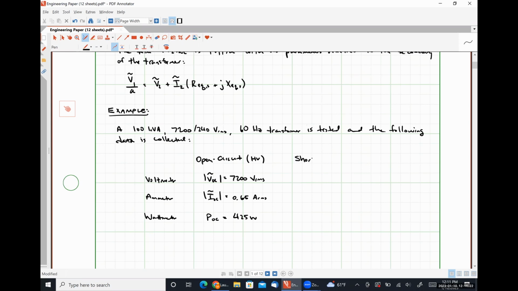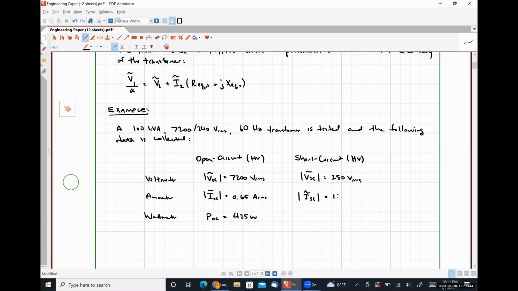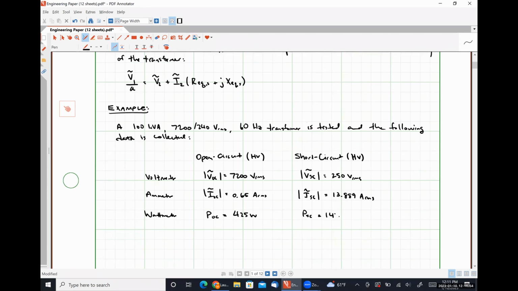Our short circuit test is also applied at our high voltage windings. And we find that we have a short circuit voltage magnitude of 250 volts RMS, a short circuit current magnitude of 13.889 amps RMS, and a measured short circuit power of 1,420 watts.